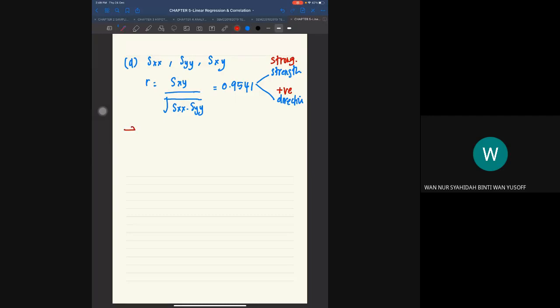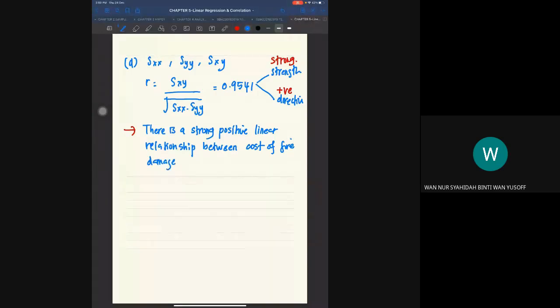So there is a strong positive relationship between cost of fire damage and the distance between fire station and fire accident. You can state your Y first or you can state your X first.